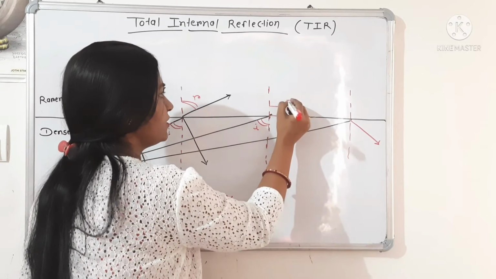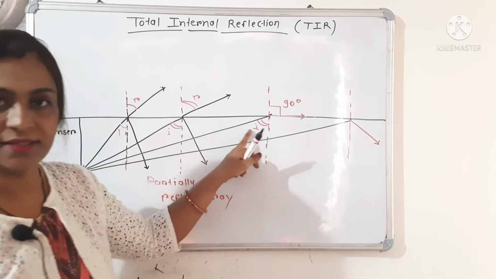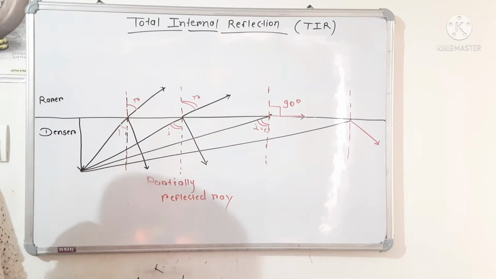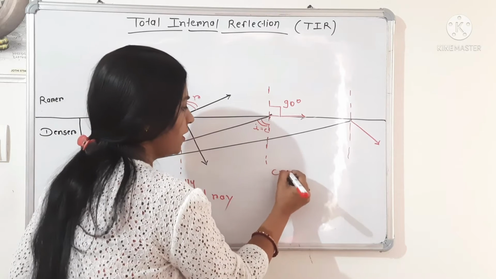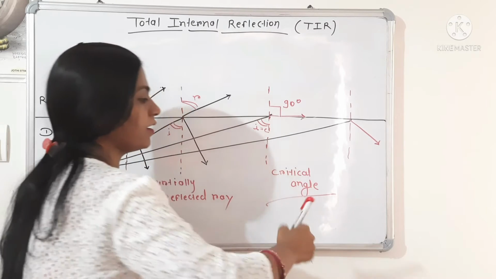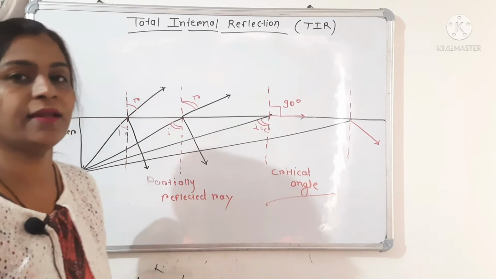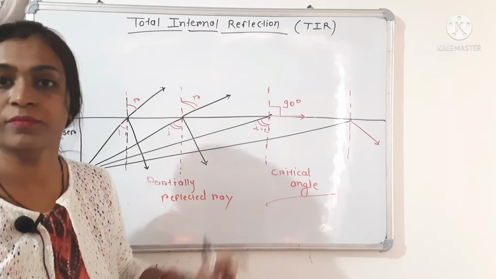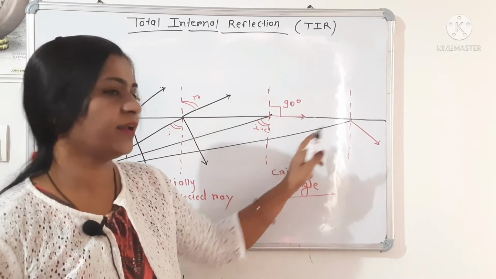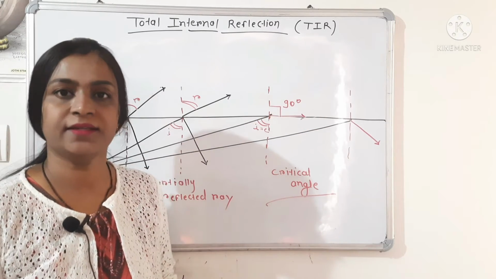that means the angle of refraction is 90 degrees. This happens at an incident angle that is known as the critical angle. This is the condition at which the angle of refraction becomes 90 degrees; that incident angle is known as the critical angle. That means at this critical angle, the refracted ray is parallel to the surface of these two media, and this angle becomes 90 degrees.